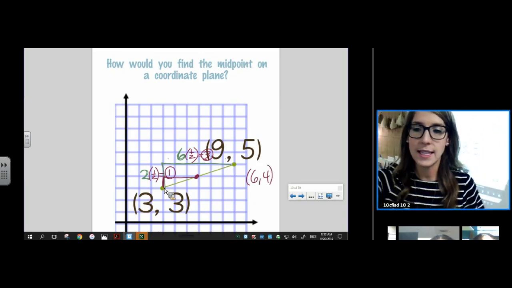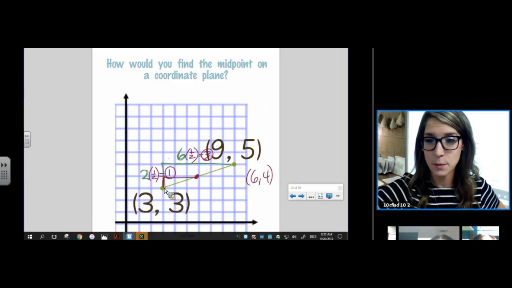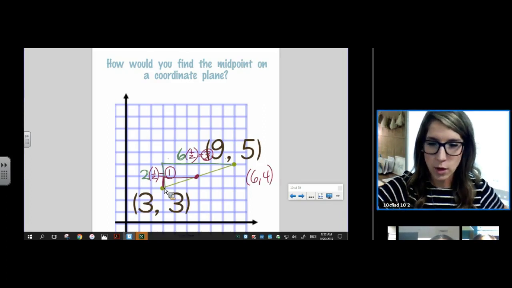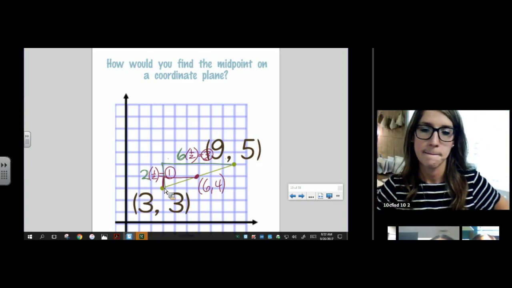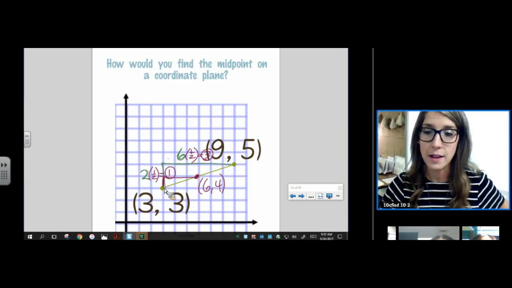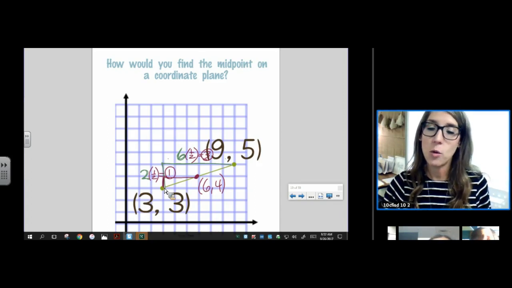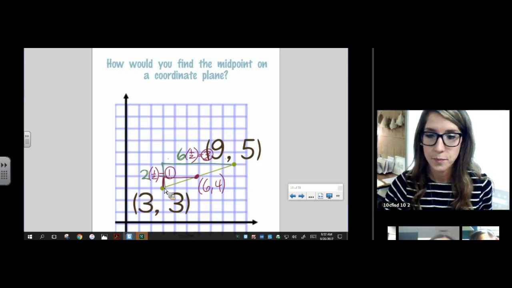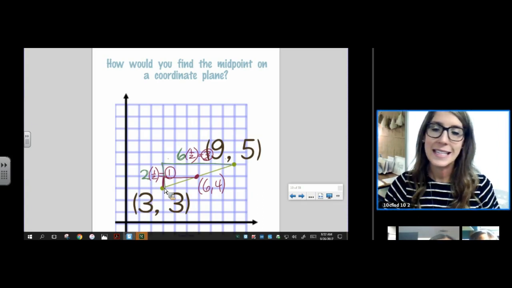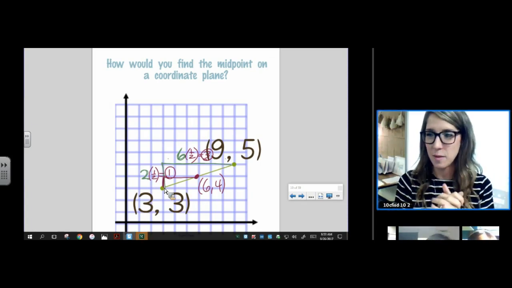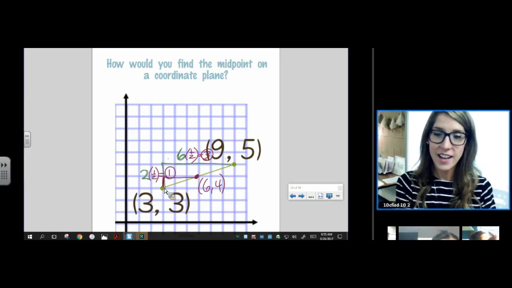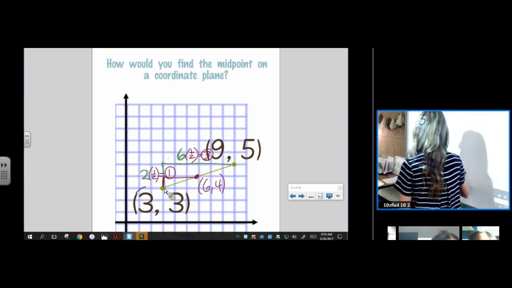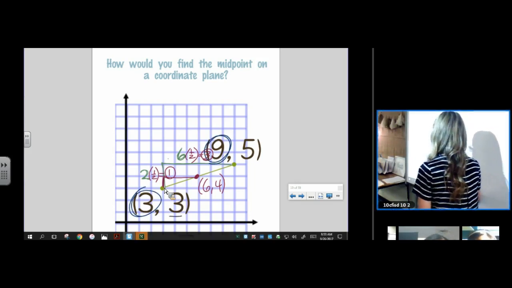What's another way we could get this that's shorter than doing it the fractional distance way? How could we come up with 6, 4 without doing the rise and the run fractional distance way? Fold it. Yes, we could fold it. What else? Our answers might not always be whole numbers, so don't approach it that way. We're not going to calculate the distance. We're going to do just what we did on the number line. On the number line, we found the average of the endpoints. We're going to do that here, except we're going to do it separately. We're going to do it with our x's, and then we're going to do it with our y's.